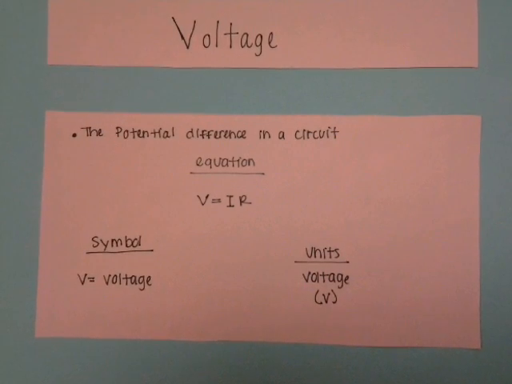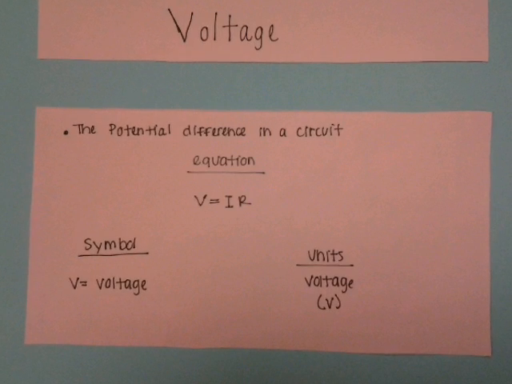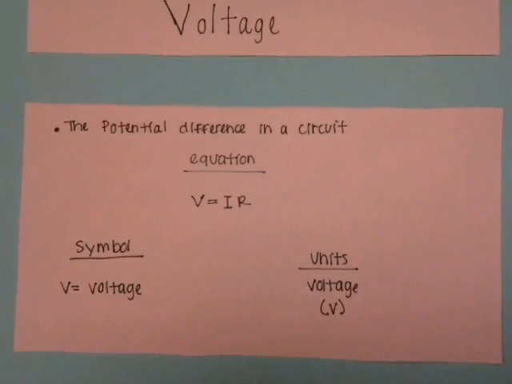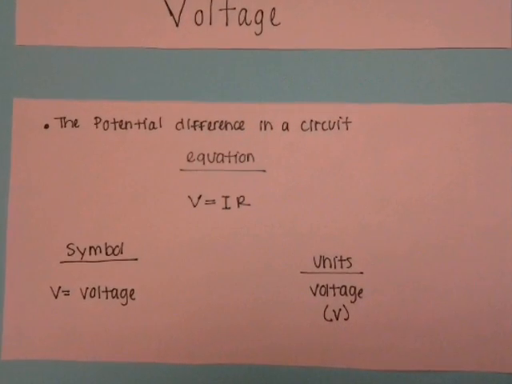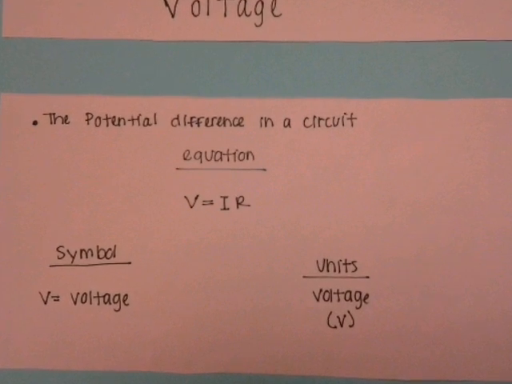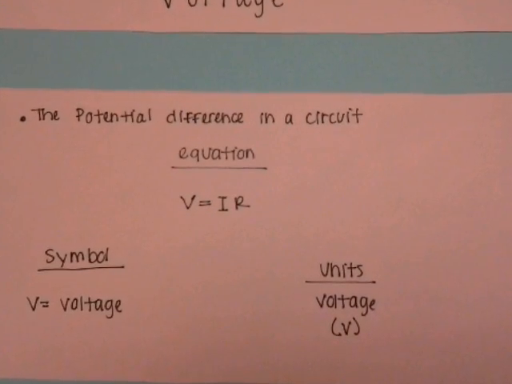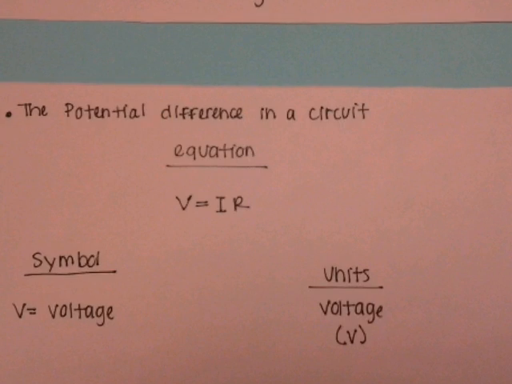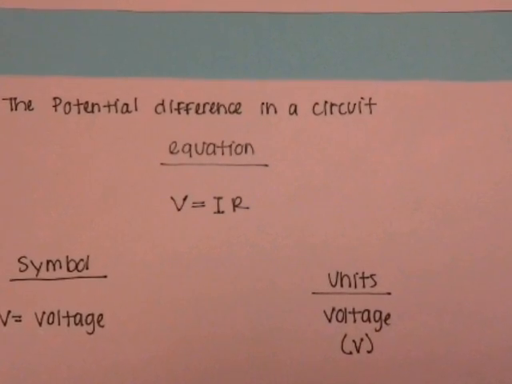Voltage. Voltage is the potential difference in a circuit. The symbol for voltage is V. The units for voltage is also V. The equation for voltage is V equals I times R. Because the symbol and the units are both V, this should be much easier to remember.